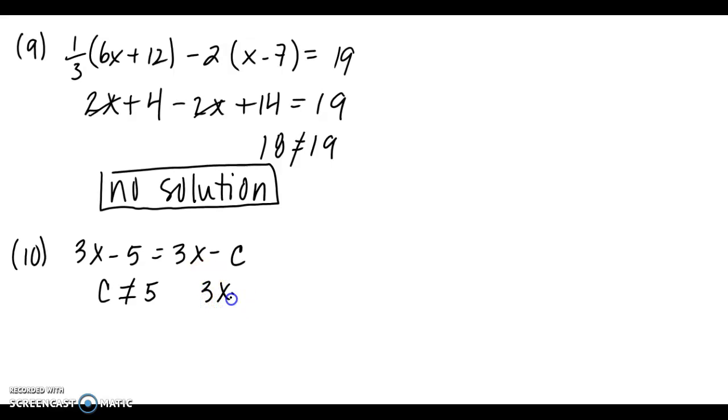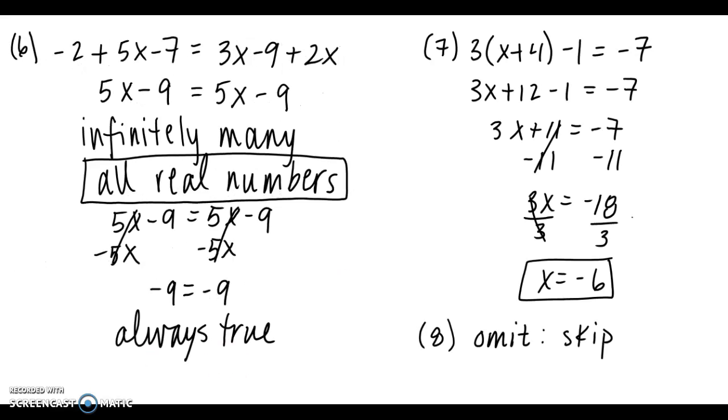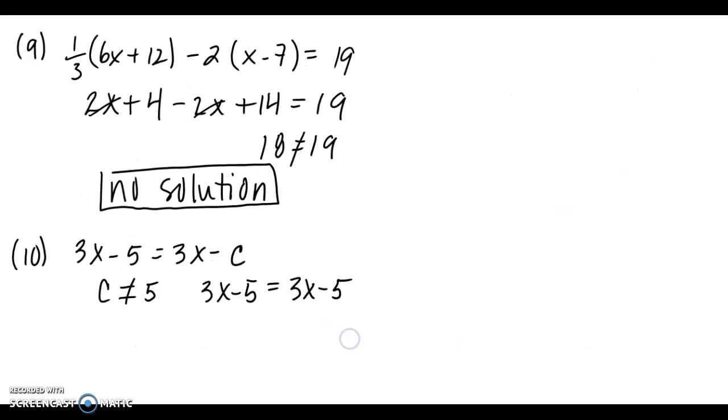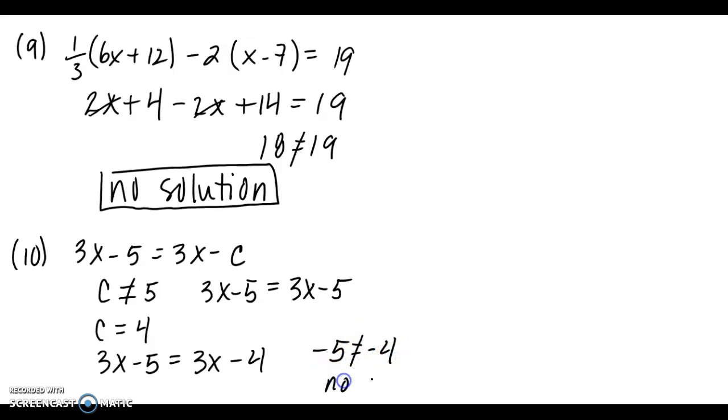Why? Because if C were to equal 5, I have a problem that looks like what we did in number 6, where what's on the left is the same as what's on the right. So literally C can equal any number except 5. Because any other number, the 3x's would cancel, and I would get negative 5 equals negative 4. Well, that's not true, so therefore I would have no solution.